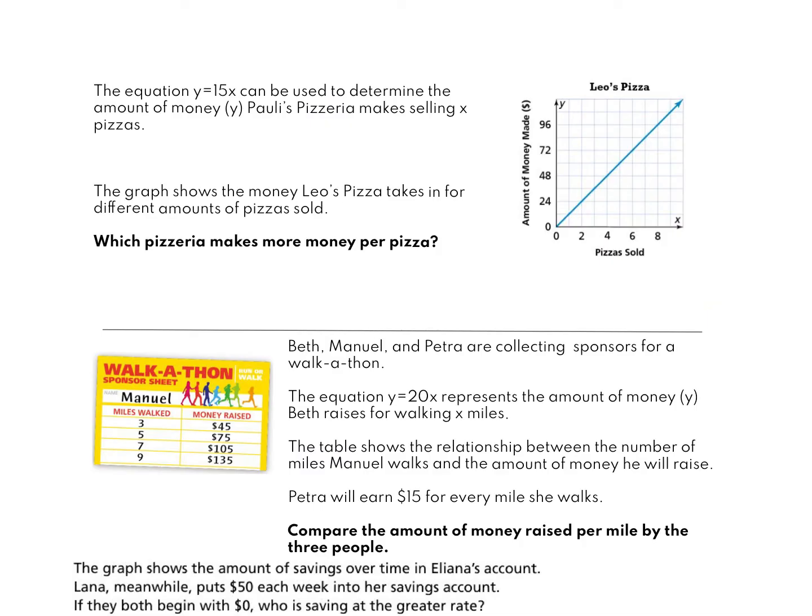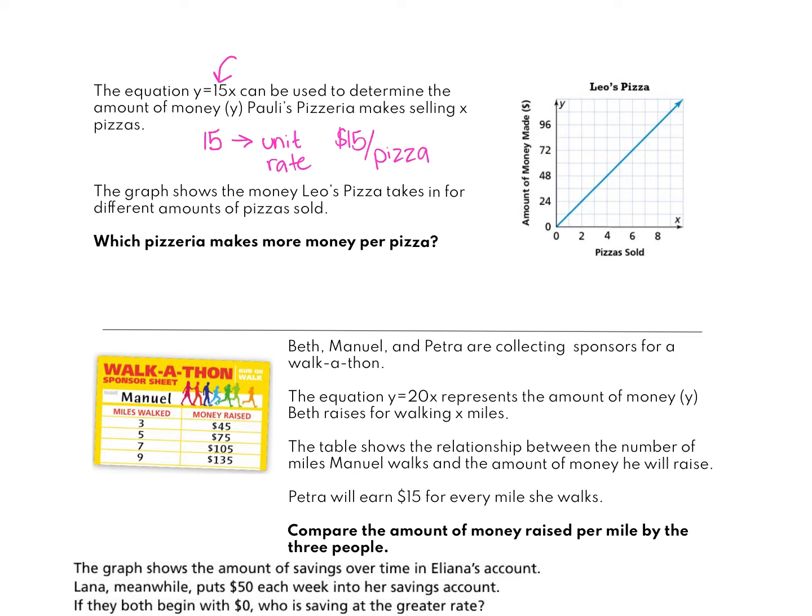So now when we come to some examples, all we're going to do is compare. In this first example, the equation y equals 15x can be used to determine the amount of money y Polly's Pizzeria makes selling x number of pizzas. When we have an equation, we know that this 15 is our unit rate. Or in this case, it's $15 per pizza.